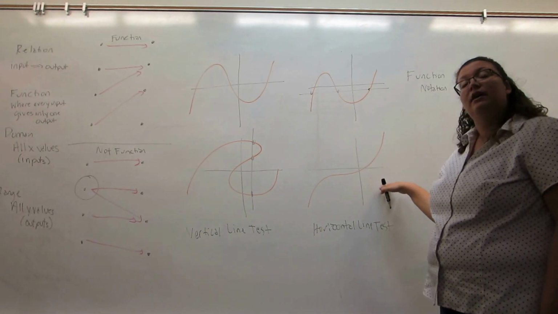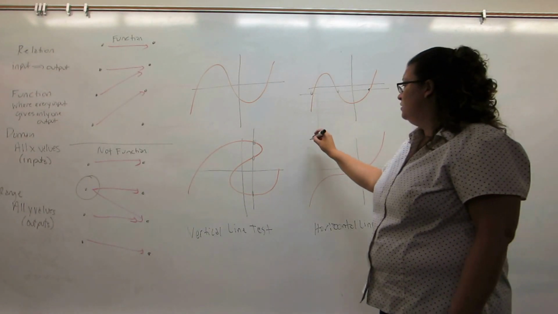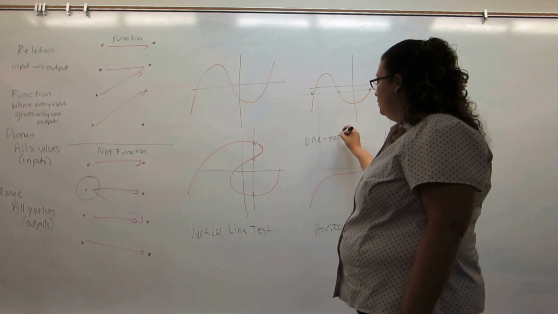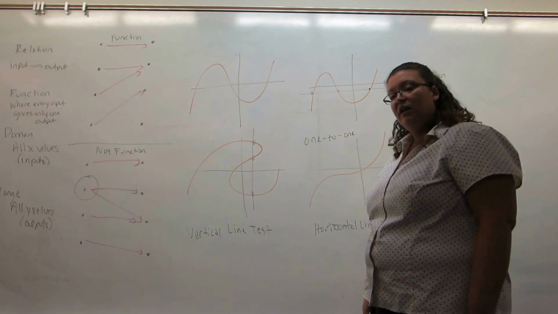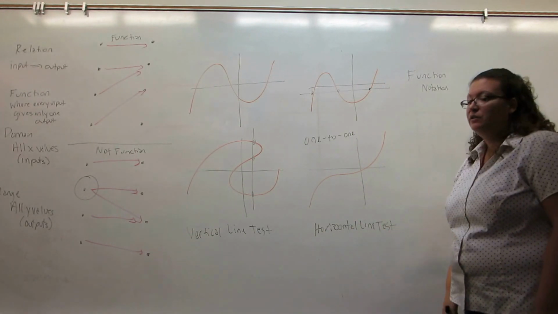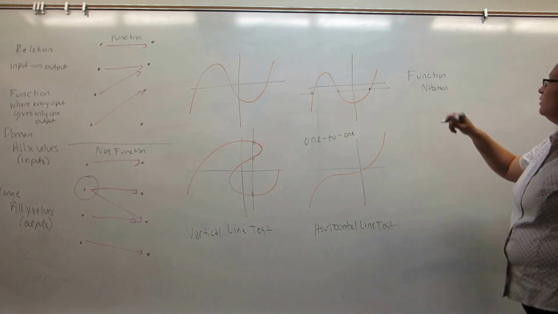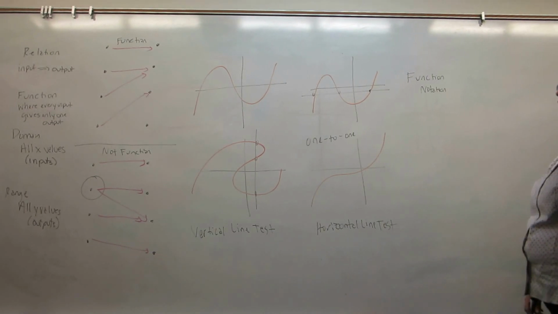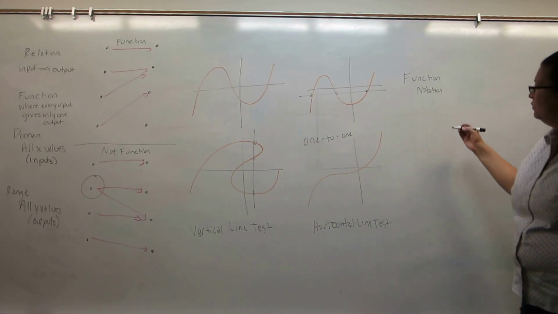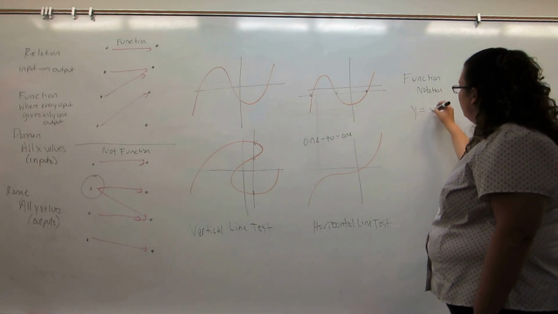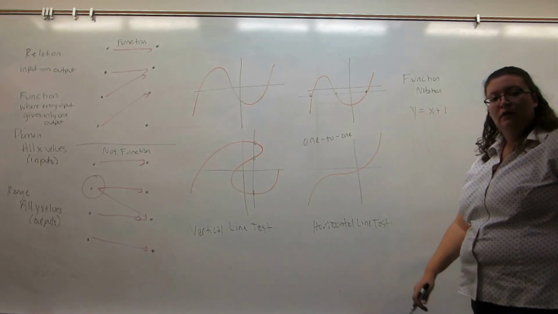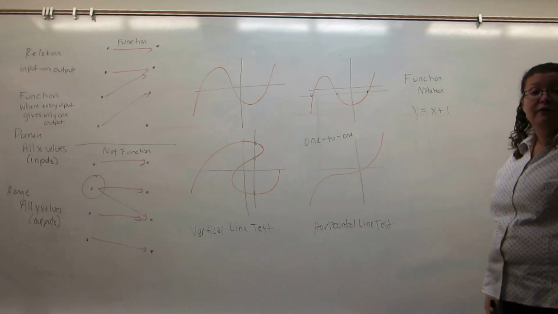When a function does pass the horizontal line test, we call it one-to-one, and it's going to become important later on in the semester. Now, one last thing to talk about is function notation. So when I write an equation, say y equals x plus 1, well, that's very nice to be able to graph it that way.